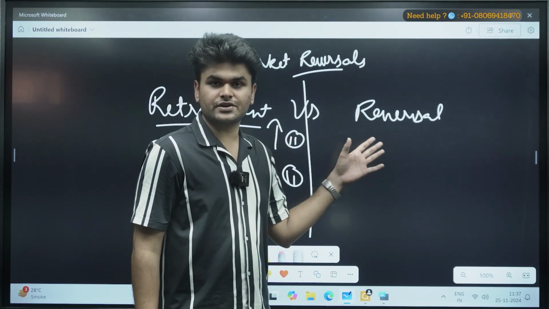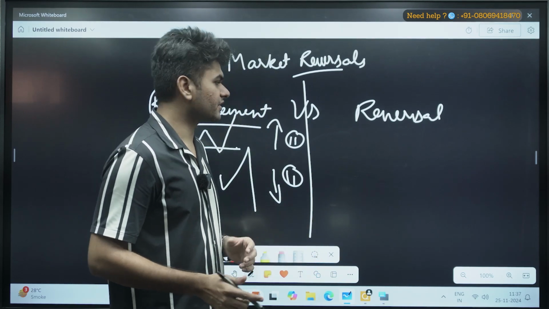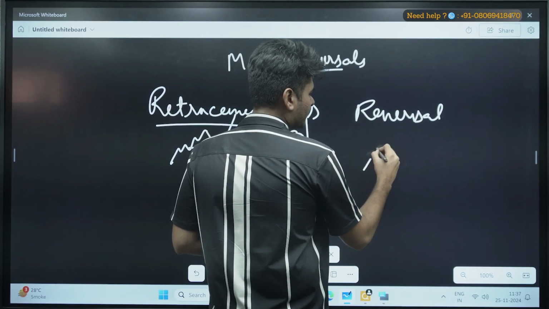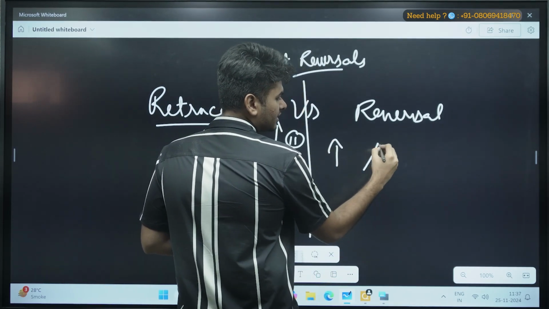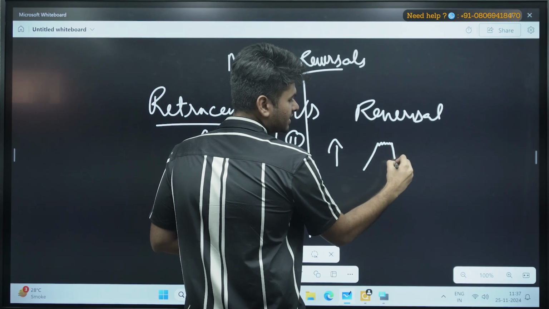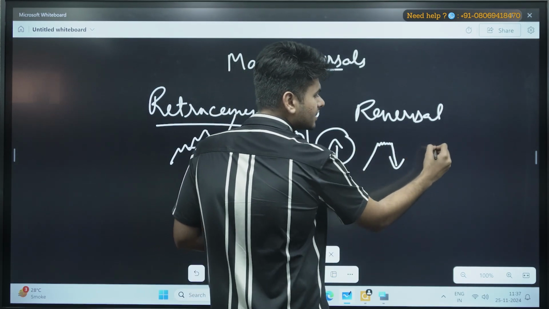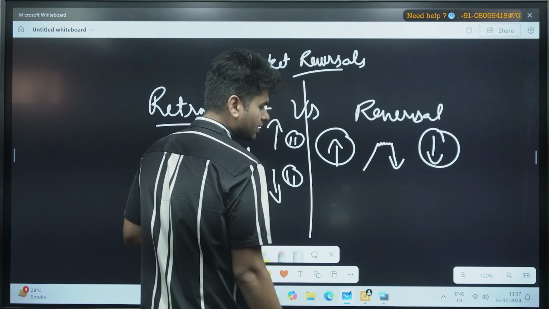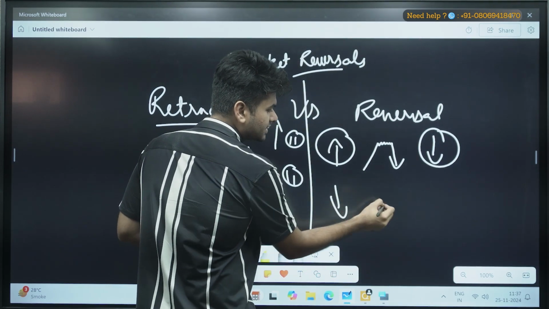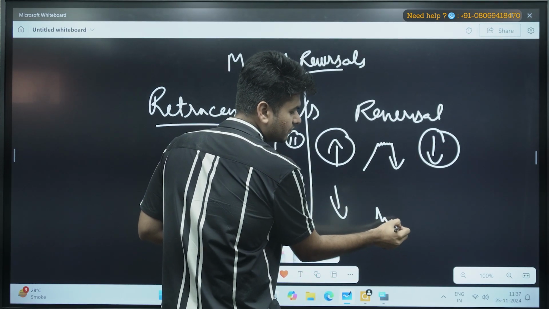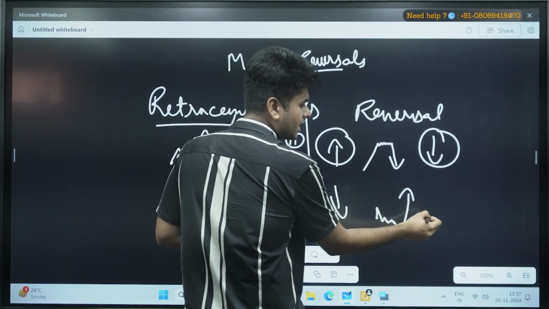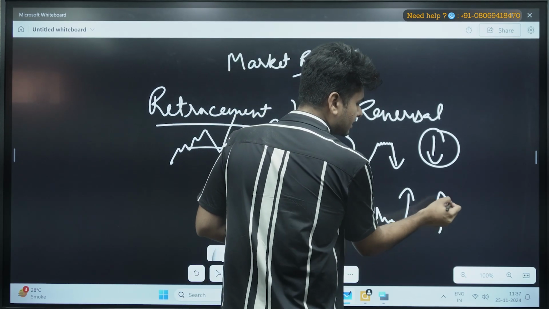But when we talk about reversal, reversal is not like that. Reversal is whenever there is an uptrend, and we are seeing a reversal to the downside. So this is a trend reversal. From an uptrend we see it going to a downtrend, or else from a downtrend we are seeing a reversal on the upside. So again you will see this thing.